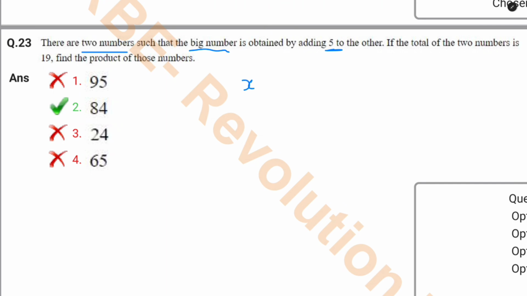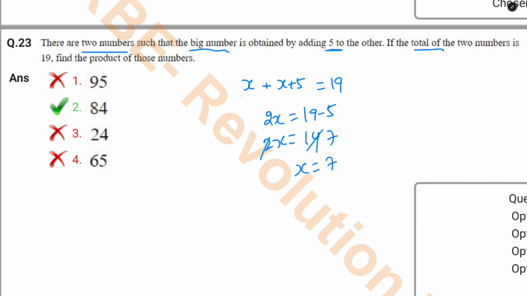There are two numbers such that the big number is obtained by adding 5 to the other. Suppose I am assuming the small number as x. The big number will be x plus 5. The total of these two numbers is 19. So x plus x plus 5 is 19, 2x equal to 19 minus 5. So 2x equal to 14. So this will be x equal to 7. So the smaller number is 7.